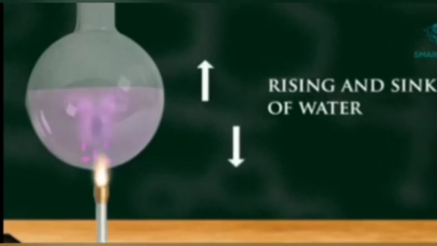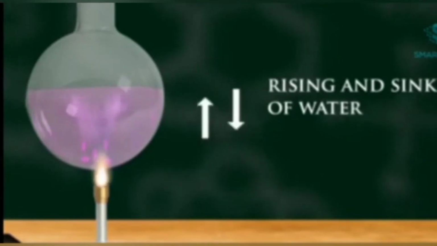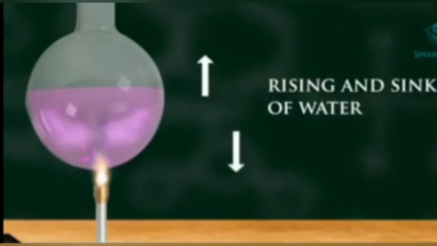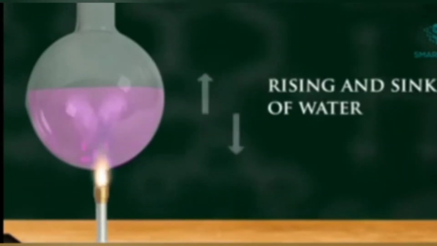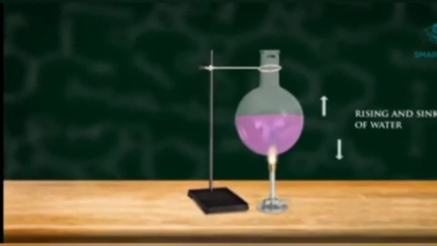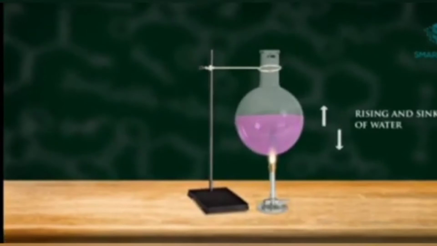Observe the colored water rising up the beaker, go across the top and then sink down to the other side of the beaker. This is what we call convection of heat in liquid.